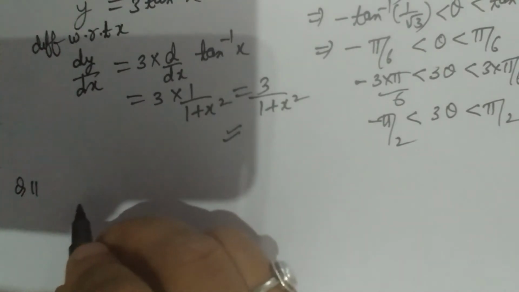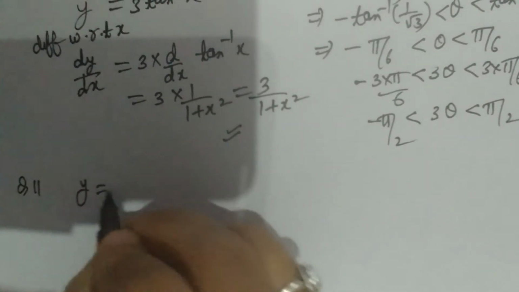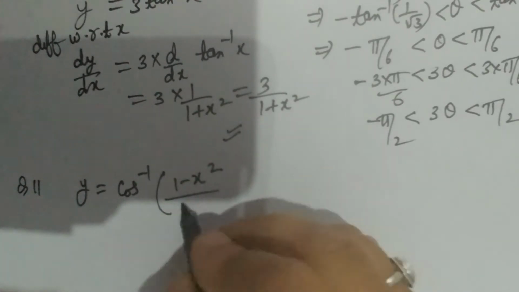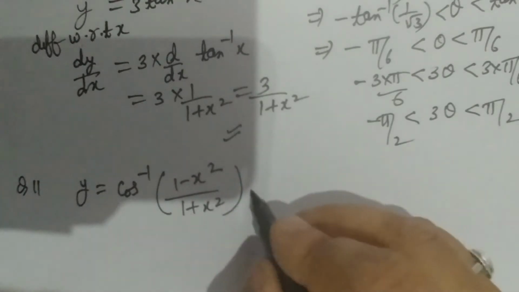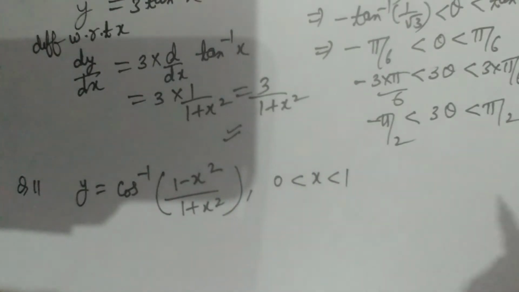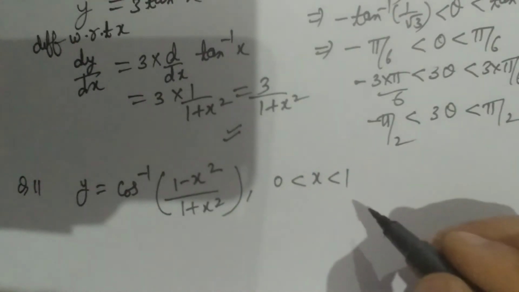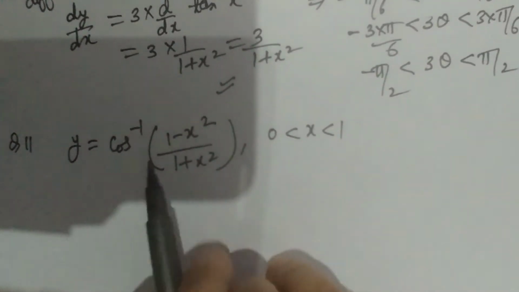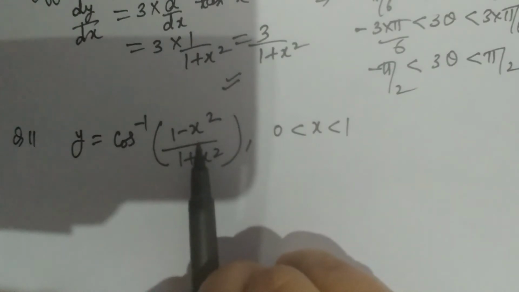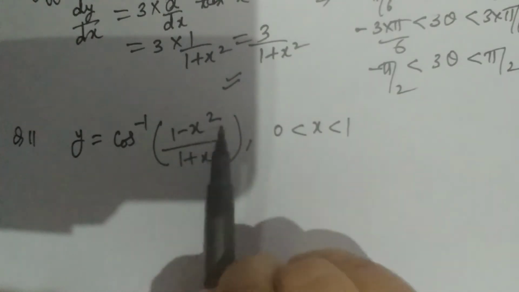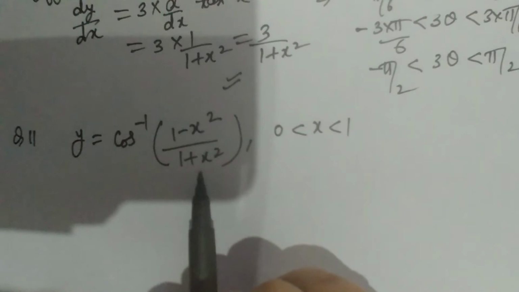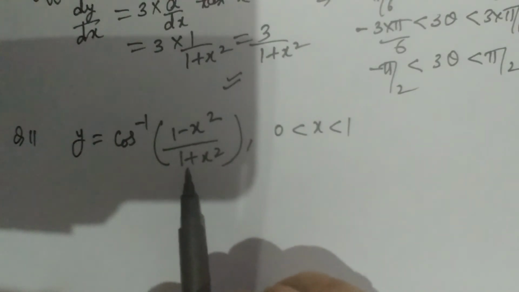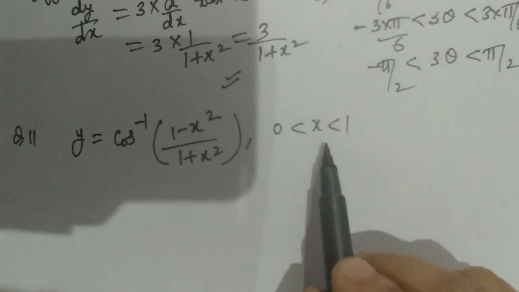Question number 11: find dy by dx for y is equal to cos inverse of (1 minus x square upon 1 plus x square), where x lies between 0 and 1. Before differentiating, you know it very well, it is a very simple question. Again, you'll put x as tan theta, and it will be 1 minus tan square theta upon 1 plus tan square theta, which will give you cos 2 theta. This question will be done in that way, but first let's verify this condition.